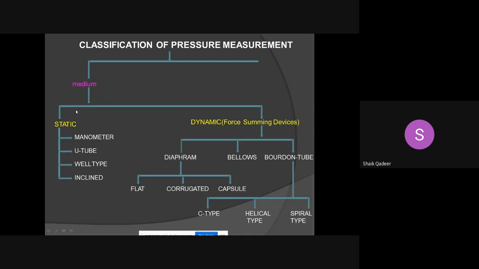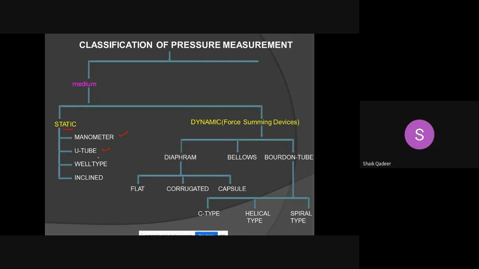If the pressure is static, then we use a manometer mostly to measure that class of medium pressure. There are different types of manometer. We restrict ourselves to the U-tube manometer in our case. Inclined type manometer is available, well type manometer is available, conventional manometer is available, but we cover the U-shape type manometer.